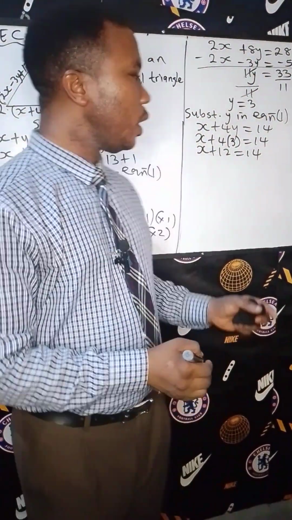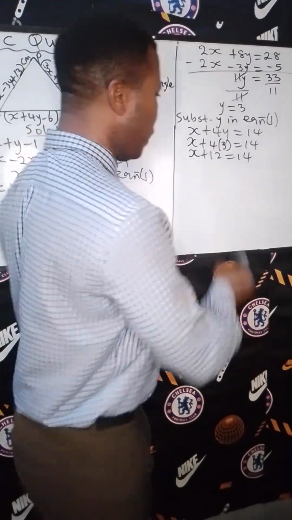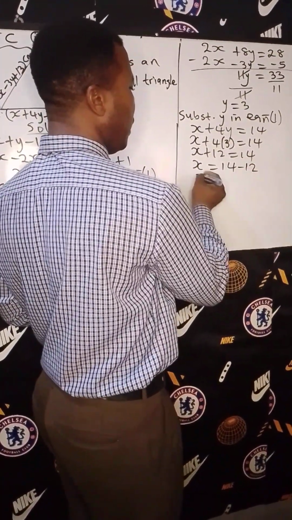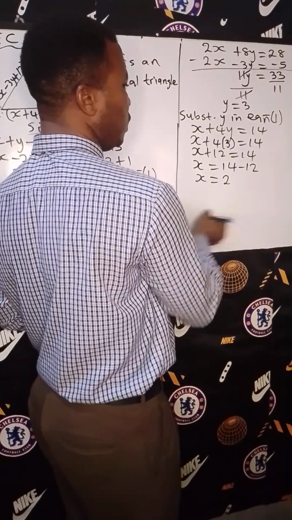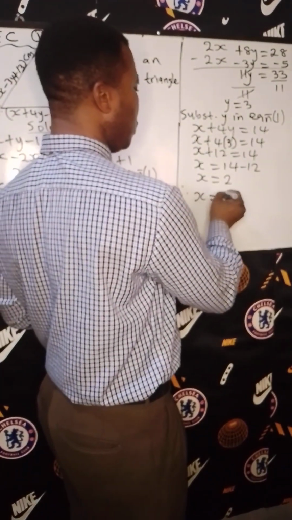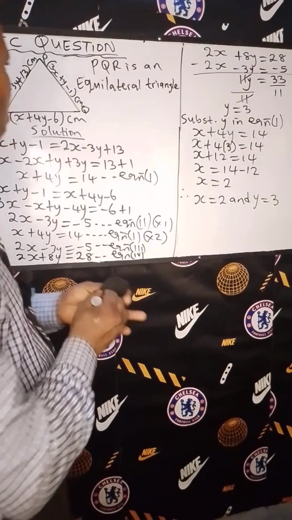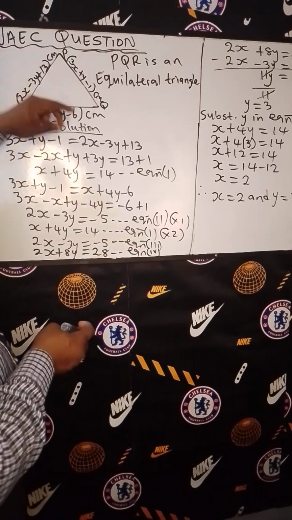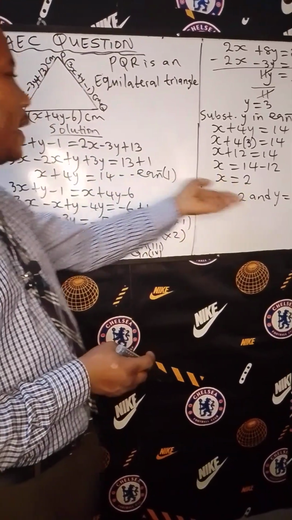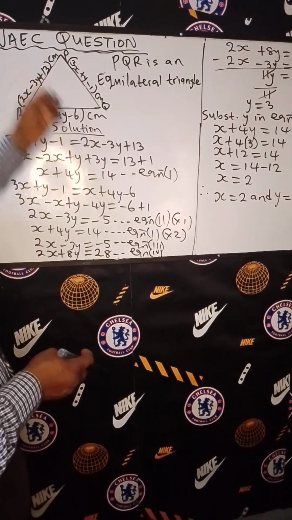So what do we do? We carry plus 12 to this side, it becomes minus 12. So x is equal to 14 minus 12. x is giving us 2. So you can see, therefore, x is equal to 2 and y is equal to 3. By the time we substitute these here for x and y, you can see x is 2 and y is 3. We are going to have the same thing. If you do it also here, it will still give us the same thing.